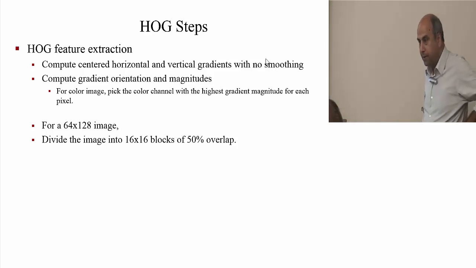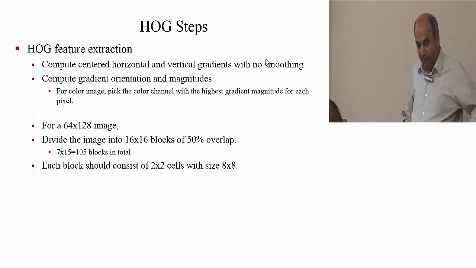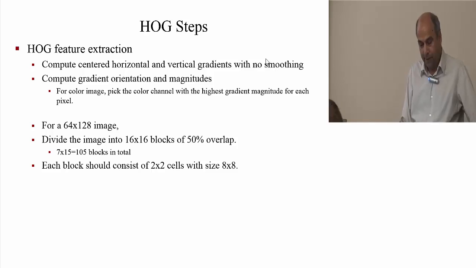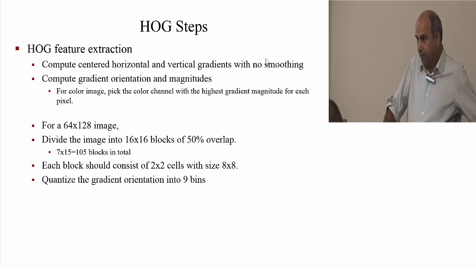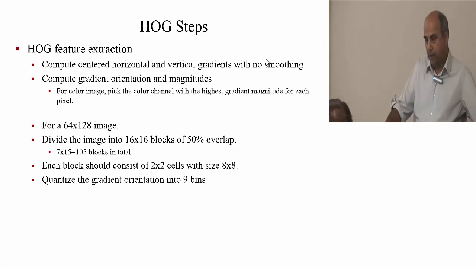We are going to divide this image into 16 by 16 blocks with a 50% overlap. I'll show you how. With that we will have about 105 blocks in total for this whole image. Each block will consist of 2 by 2 cells, where each cell is 8 by 8. Then we'll take the gradient orientation and quantize it in 9 bins. Remember, in SIFT it is quantized in 8 bins. Here, 9 bins.